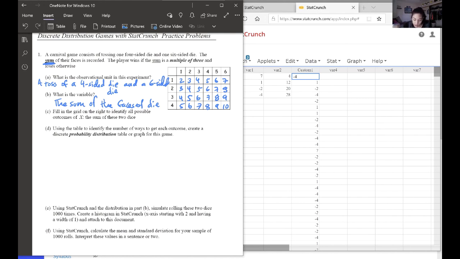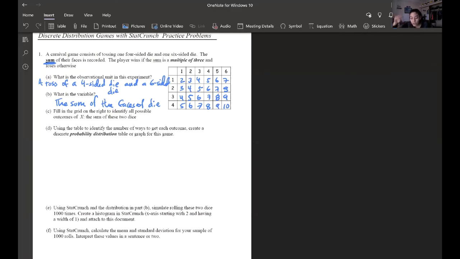Now, using the table to identify the number of ways to get each outcome, create a discrete probability distribution table or graph for this game. So we're letting X, in part C, be the sum of these two dice. The outcome is the sum that we're getting, right? If we look at all of the blues that I have filled out in the table, I have 2s, 3s, 4s, 5s, 6s, 7s, 8s, 9s, and 10s. Those are all my possibilities. I can't get a sum that is not that.